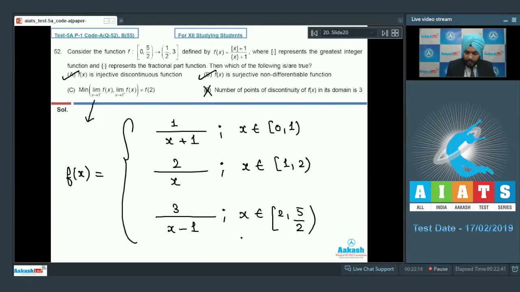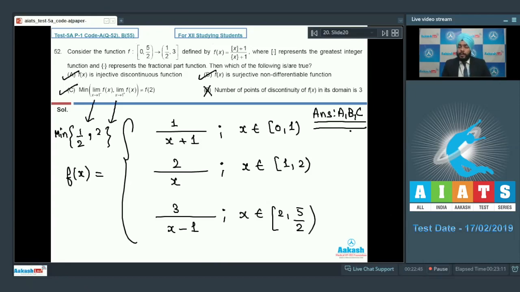Then option C: the minimum value of the limit as x tends to 1 minus of f(x). What is the limit as x tends to 1 minus of f(x)? It is equal to 1 upon 1 plus 1, that is half, and as x tends to 1 plus, it is 2. The minimum value of these two is half, so the left hand limit is half, which is not equal to f(2). f(2), students, is 3. Definitely half is not equal to 3. Okay, so correct. Final answer, ABC. A very good question based on functions.